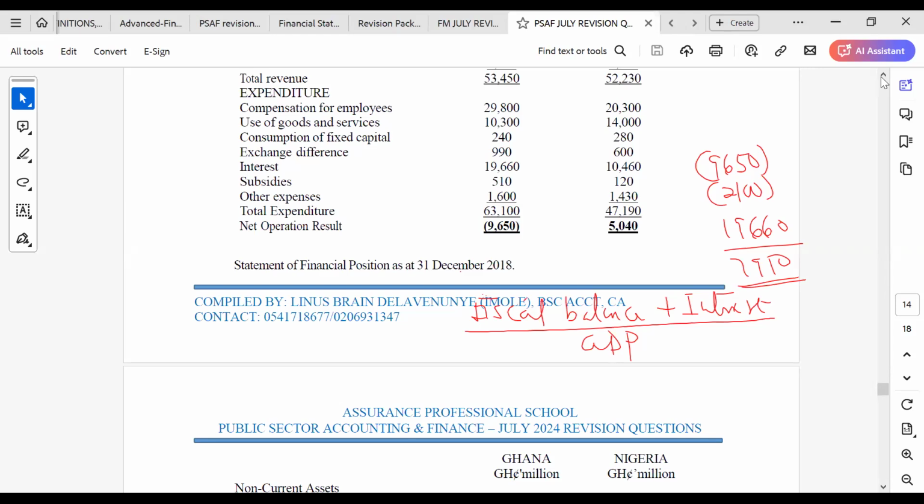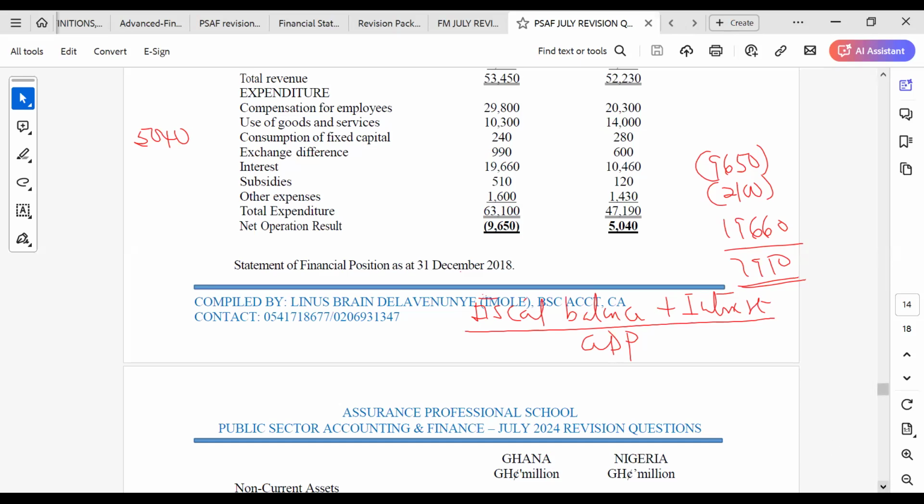Can we do that for Nigeria? 540. What is their annual budget funding amount? So where is it from, the 19,660? That is the interest. Okay. The interest was subtracted, so you have to add it back. The annual budget funding amount was treated as a revenue, so if you want to remove it, you have to subtract it from your surplus. But the interest was deducted, so you add it to your surplus or your deficit.